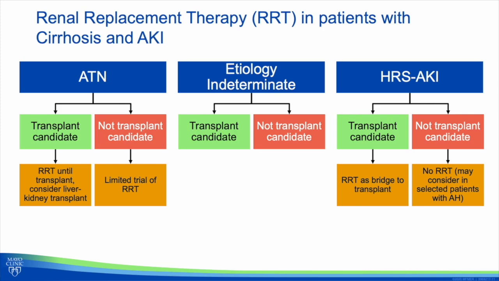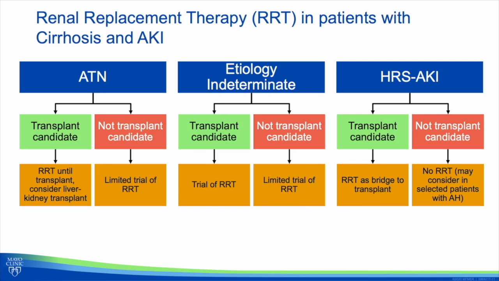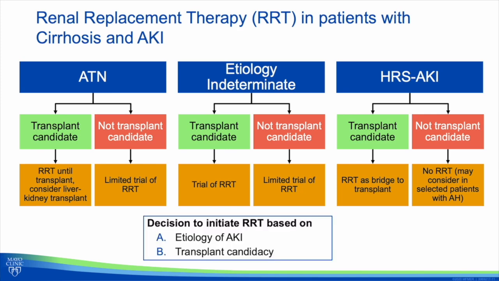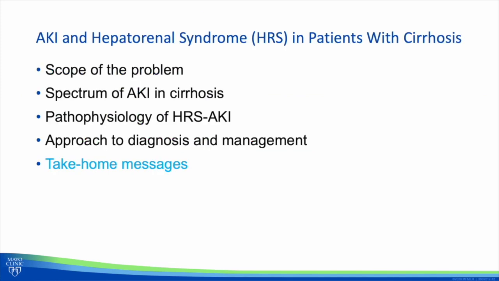But often you're not quite sure, is this acute tubular necrosis or hepatorenal syndrome? Again, determine transplant candidate or not. Transplant candidate, we will continue renal replacement treatment. Not a transplant candidate, will give a shorter trial of renal replacement treatment. So your decision to initiate renal replacement treatment is based on the etiology of acute kidney injury and their transplant candidacy. So finally, take-home messages. How do you approach these patients? You have a patient, creatinine has gone up greater than 0.3, but less than twofold, and the creatinine is less than 1.5. So this is AKI stage 1A.